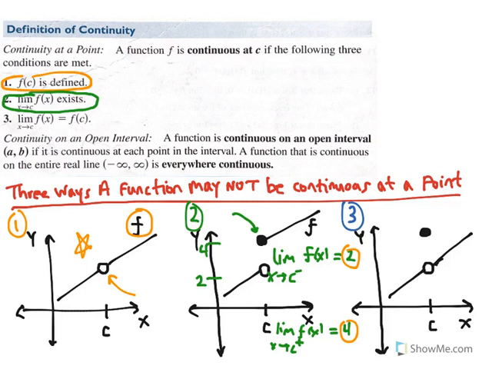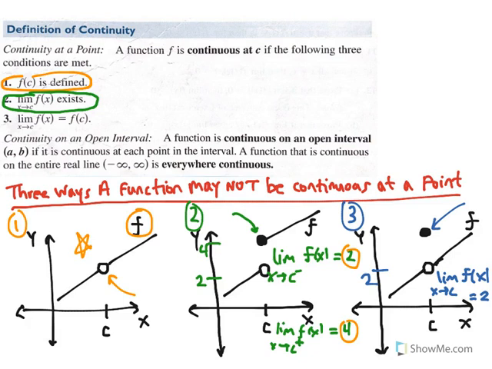And what about the third situation, number 3 at the bottom of the screen on the right side? Well, the function is defined at x is equal to c because you can see this filled in circle as a part of our graph. And the limit of the function as x approaches c does exist. So let's say that this is 2 here. So then we can see that the limit of f of x as x approaches c from the left or the right is equal to 2. So the two-sided limit exists and it is equal to 2.